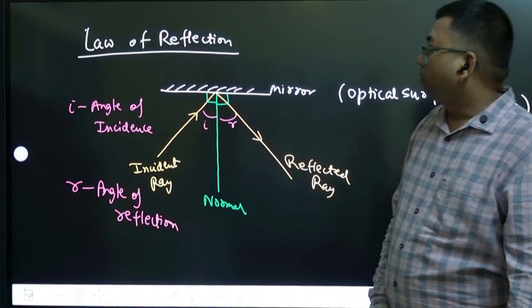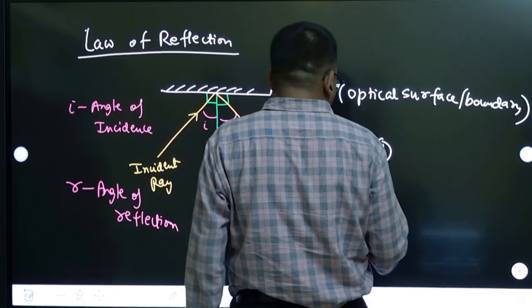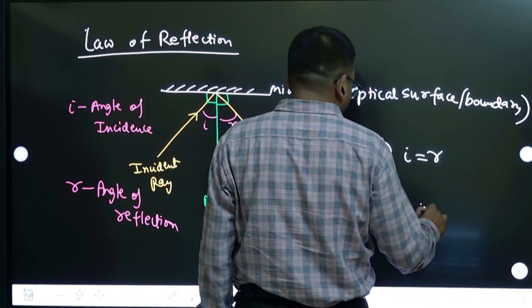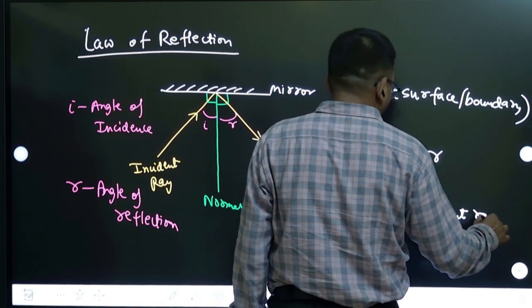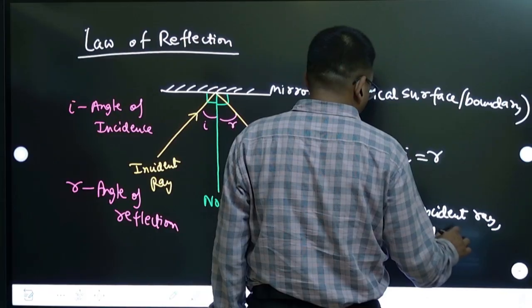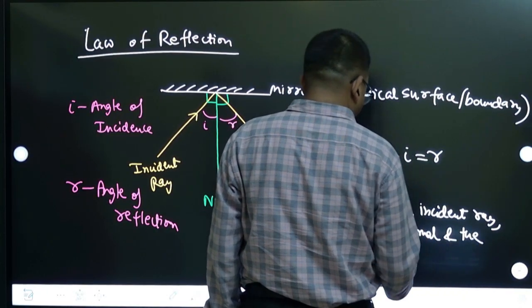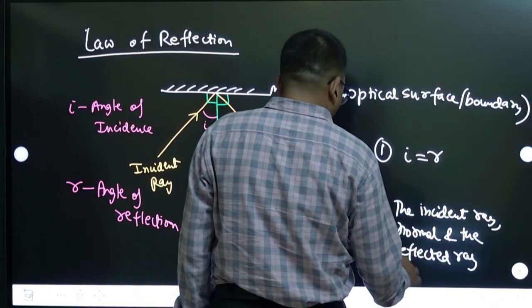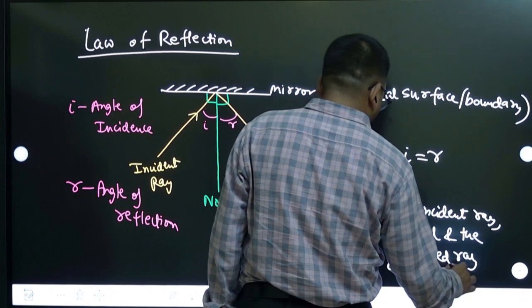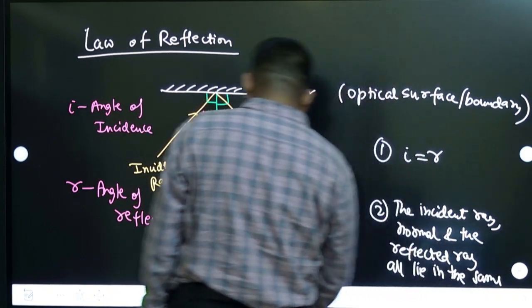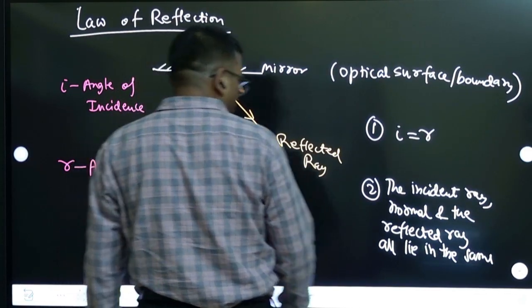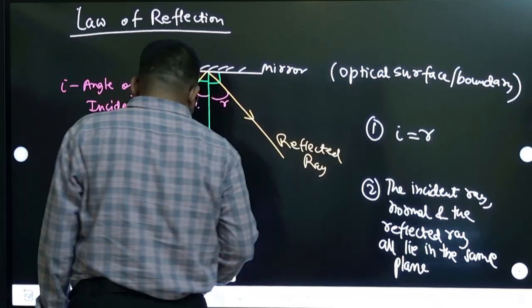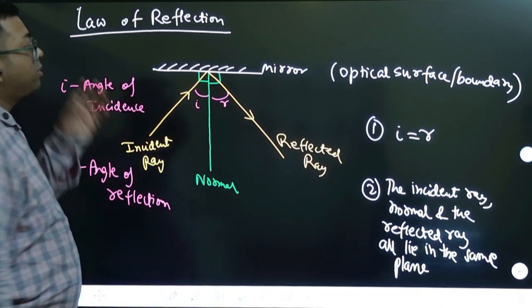So what is the law? The law says two things. First, the angle of incidence is equal to the angle of reflection, and second, the incident ray, the normal and the reflected ray all lie in the same plane. Right, so that is the law of reflection that you studied in grades 8, 9 and 10.